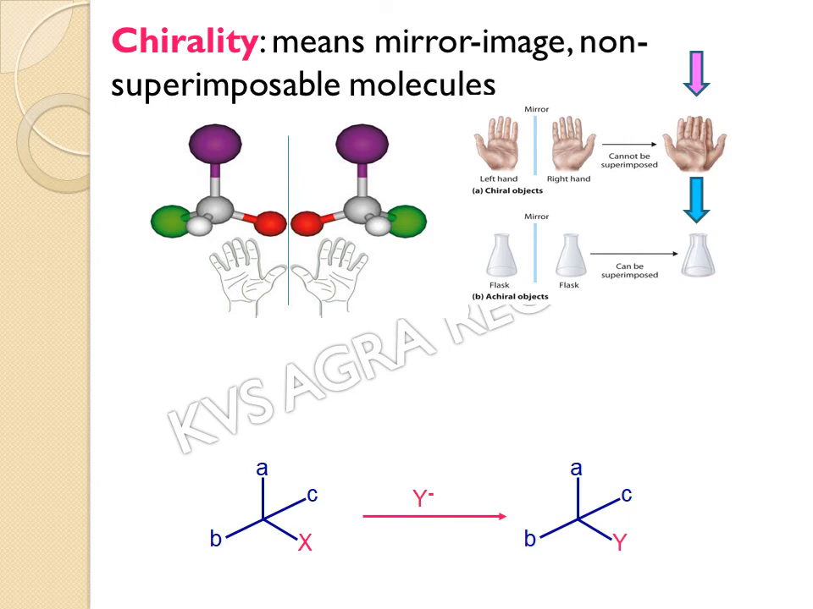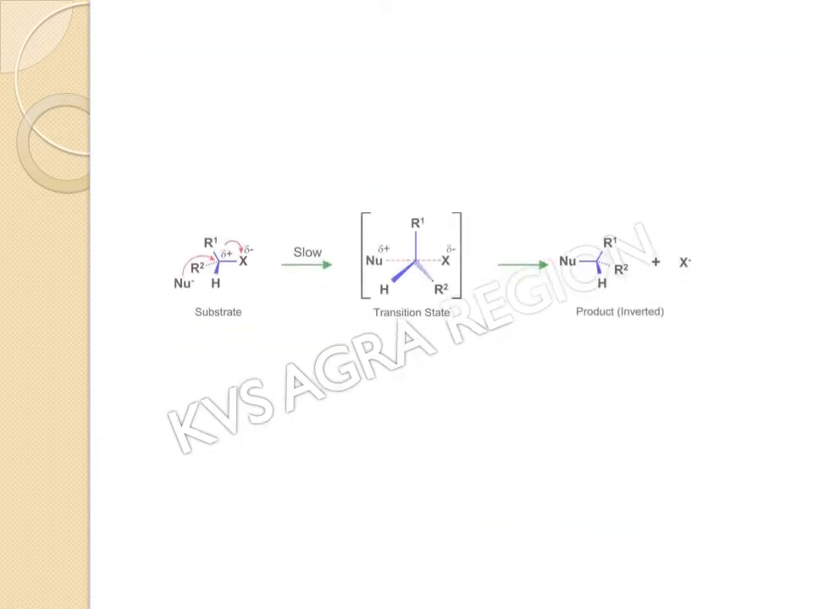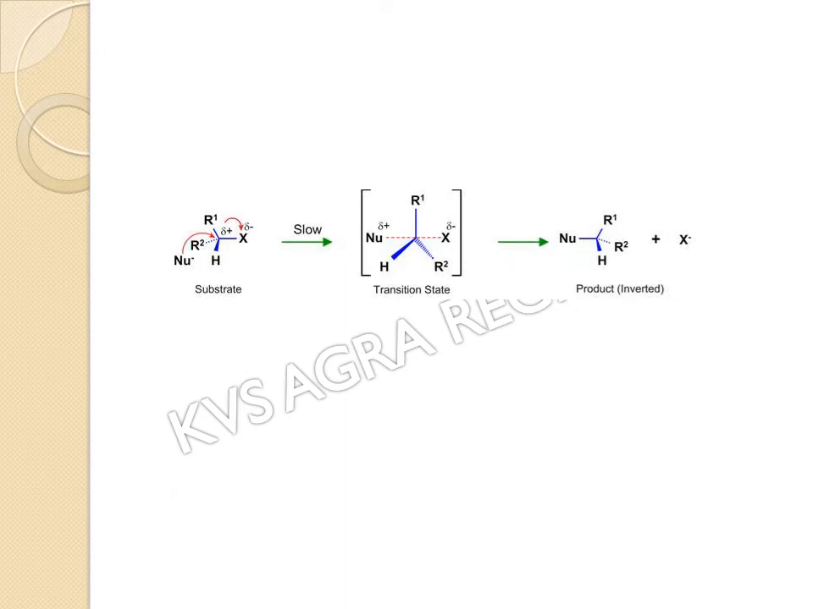Here we can see by the attack of nucleophile, substrate changes into product. We can see the configuration of substrate and product, which is same. Hence, retention in configuration means that the symmetry of substrate before and after the reaction is same.